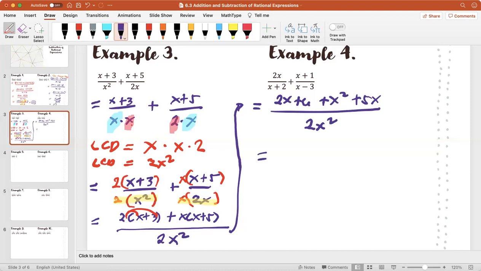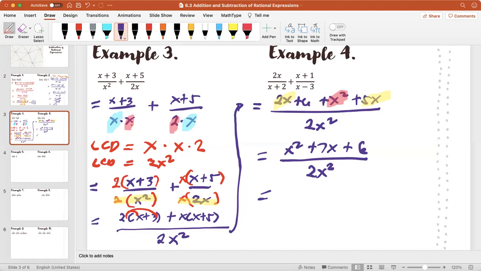Let's see what we have when we combine all terms in the numerator. We start from the highest power of x, which is x squared. There's no other x squared. We'll now go to your x. We have two terms with x, 2x and 5x. What is that? That's 7x. We have a lone constant term, 6, all over 2x squared.